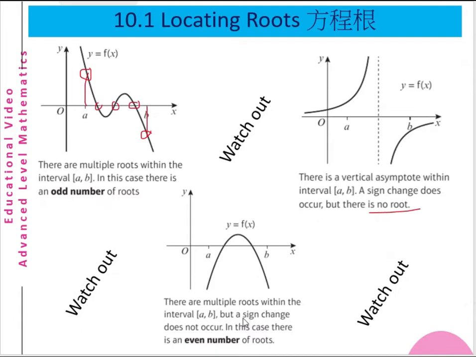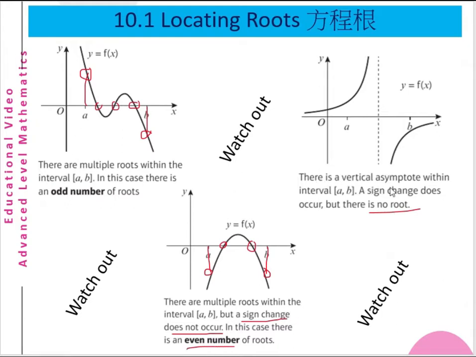And in the second case, there are multiple roots within the interval a, b, but a sign change does not occur. In here, you can see f(a) is negative and f(b) is also negative. There's no sign change, but there are at least two roots in here from the graph. So you can see the sign change does not occur. That doesn't mean there's no root. It means zero roots, two roots, or an even number of roots between these intervals.